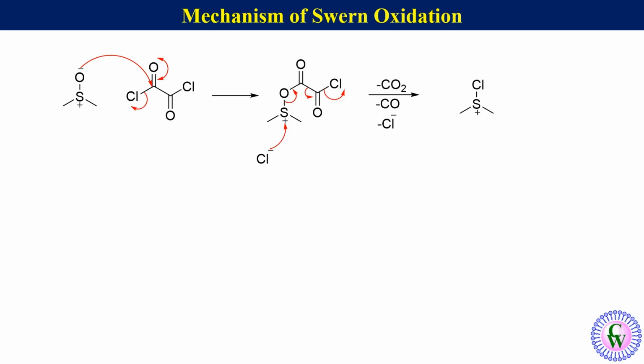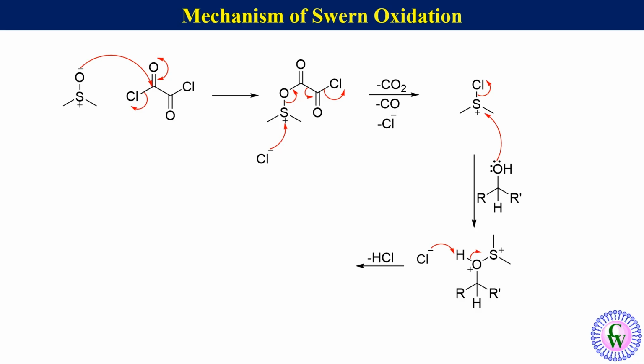chloro-dimethyl sulfonium ion, which is the active species in Swern oxidation. Alcohol then attacks on sulfur of this active species to produce dimethyl sulfonio alkyl oxonium chloride. Proton abstraction by chloride ion removes HCl to produce alkoxy dimethyl sulfonium ion. Methyl proton is acidic due to the presence of positive charge on sulfur.